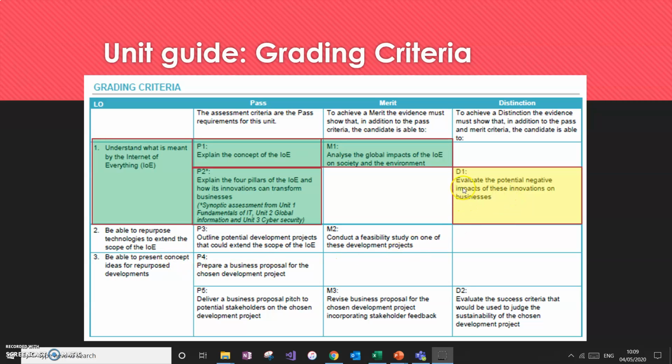As you can see, it's the first piece of distinction work that you've been asked to complete, and it's called Evaluate the Potential Negative Impacts of these innovations, and obviously by innovations we're referring to IoE innovations, on businesses.